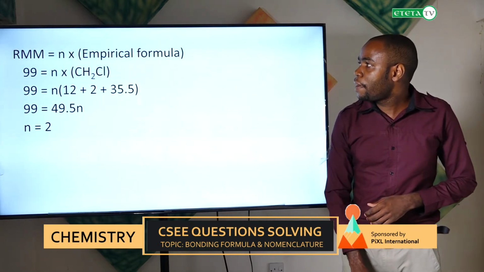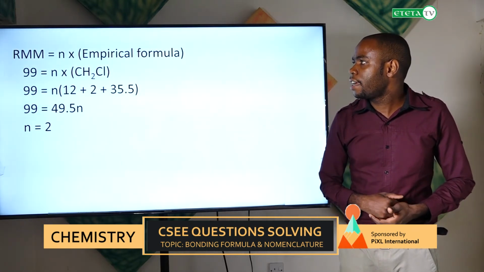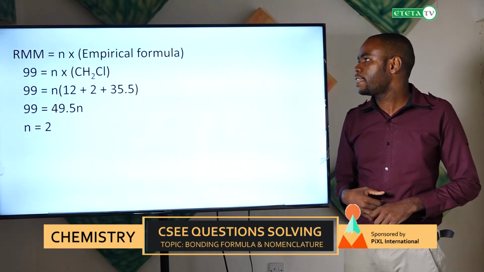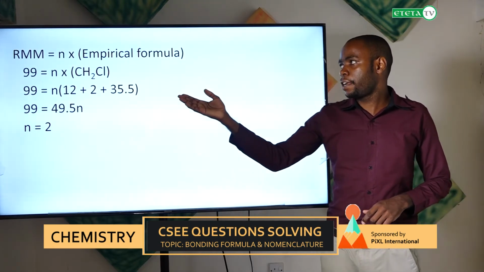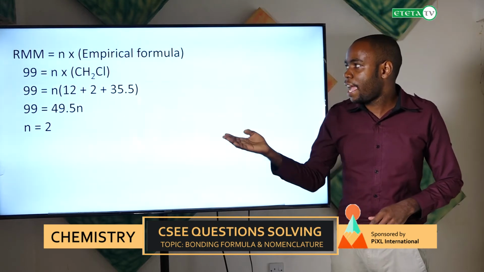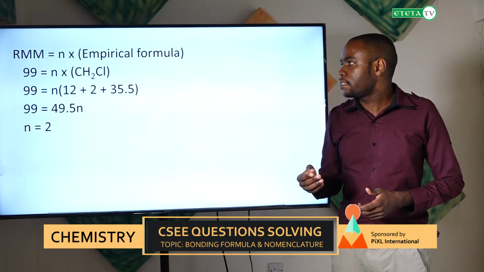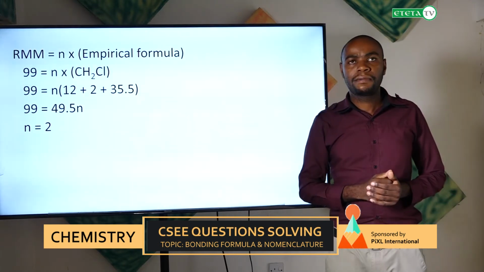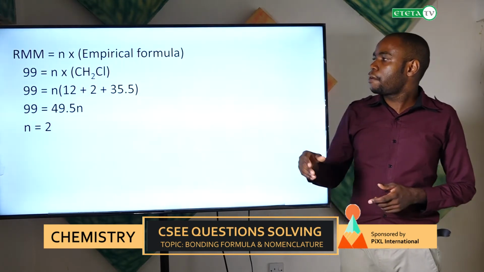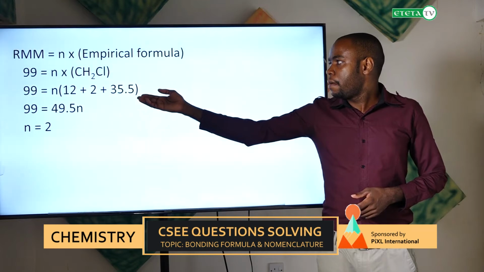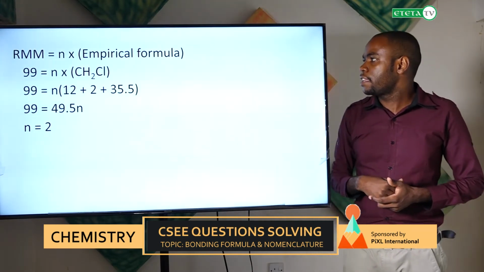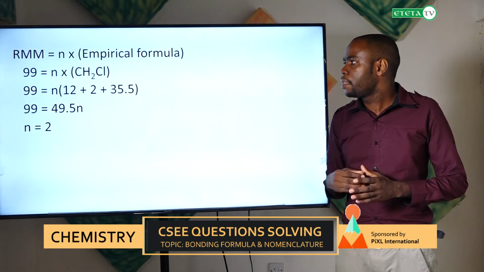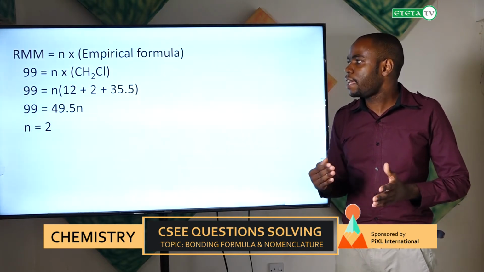Now, to find the relative molecular mass, as I told you, the relative molecular mass is equal to N times the empirical formula. The relative molecular mass you have already obtained, which is equal to 99. So 99 is equal to N times the empirical formula, which is CH2Cl. Here you are going to find the molar mass of that empirical formula, CH2Cl. You sum up the atomic masses of constituent elements.